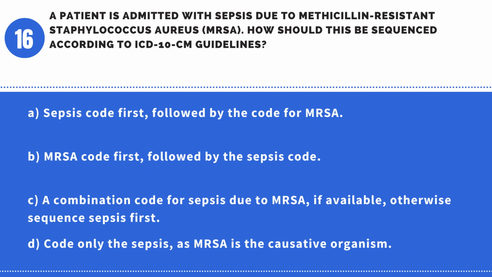Question 16. A patient is admitted with sepsis due to methicillin-resistant Staphylococcus aureus, MRSA. How should this be sequenced according to ICD-10-CM guidelines? A. Sepsis code first, followed by the code for MRSA. B. MRSA code first, followed by the sepsis code. C. A combination code for sepsis due to MRSA, if available, otherwise sequence sepsis first. D. Code only the sepsis, as MRSA is the causative organism.